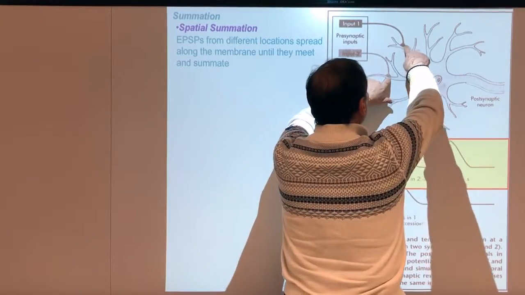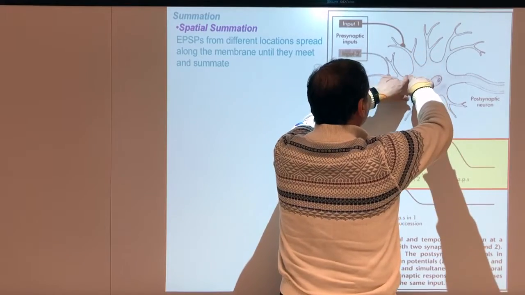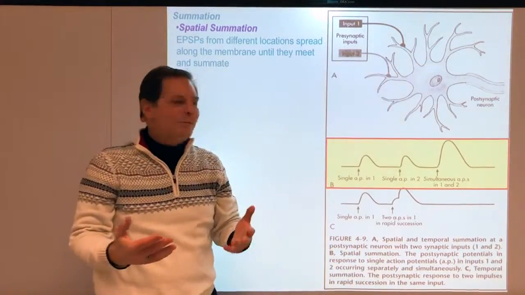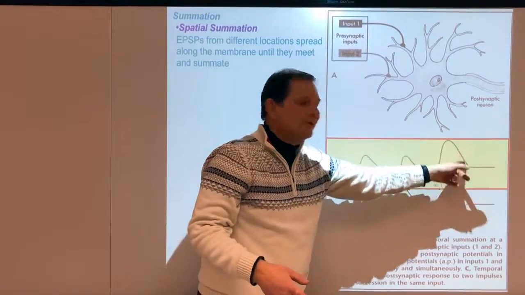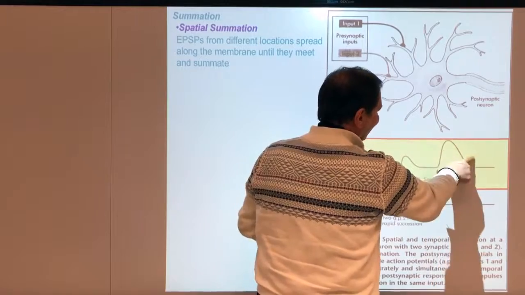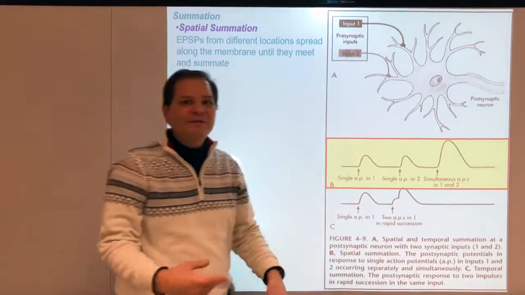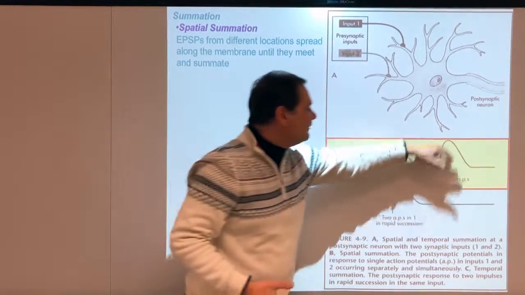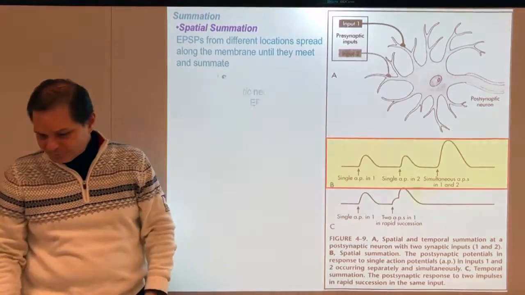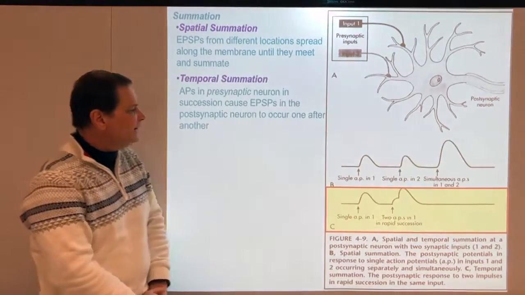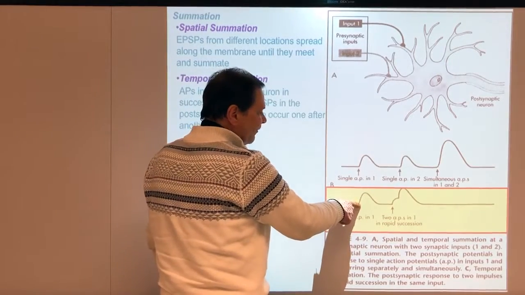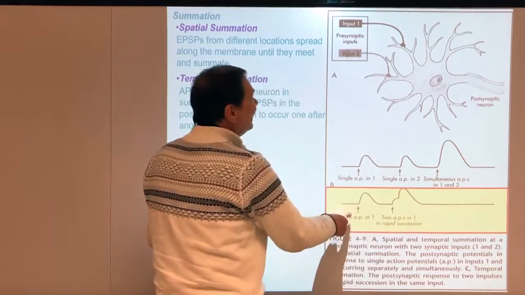And so this one propagates, and this one propagates, and if they come together, they summate, and they make one big depolarization. So this one comes together with this one spatially, and they add up. And if you get enough of these that add up, you'll get enough of a depolarization to hit threshold. So that's spatial summation.